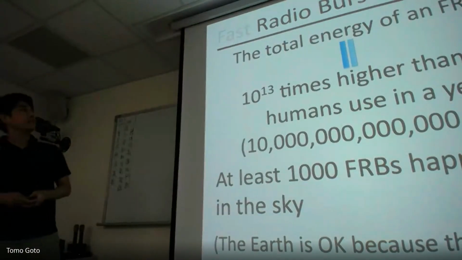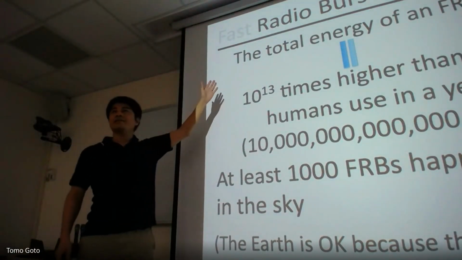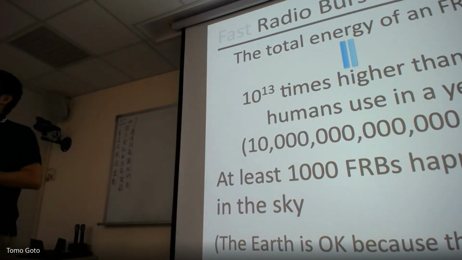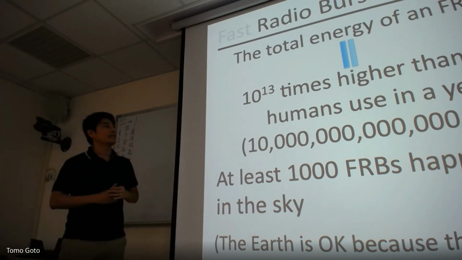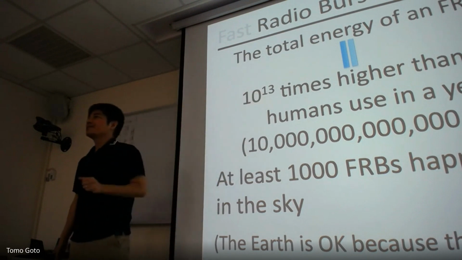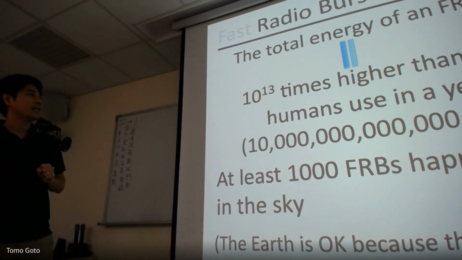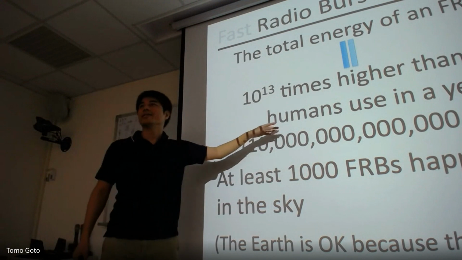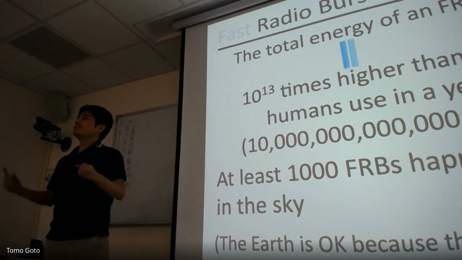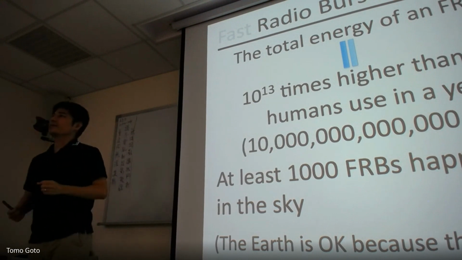So how bright is it? We can calculate the typical total energy of this radio fireworks, individual fireworks. So that total energy is about 10 to the 13 times higher than the energy that humans use in a year. So that's a lot of energy released from an individual flash. That's amazing.